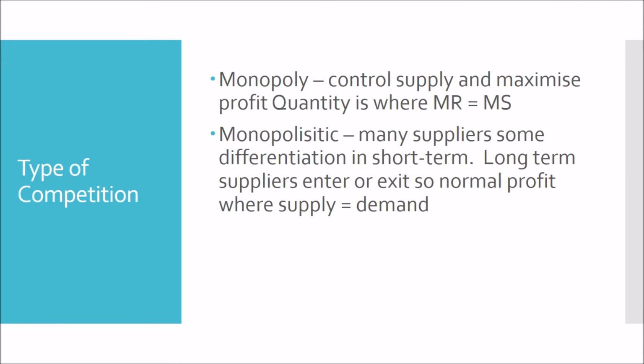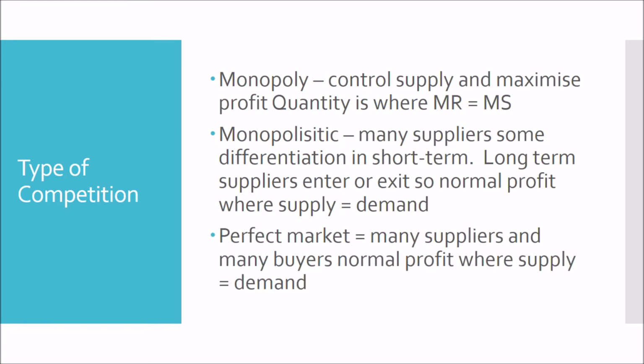In a monopolistic market, there are many suppliers, but there is differentiation in the short term. So in the short term, I can differentiate. There are different types of products, whatever, and therefore I have a short-term monopoly. But over the long term, there are weak, what's known as weak barriers to entry. I can't maintain this monopoly over the long term. So short term, there's a monopoly. Long term, there's no monopoly. So short term I can do marginal cost equals marginal revenue. Long term I'm going to earn normal profit.